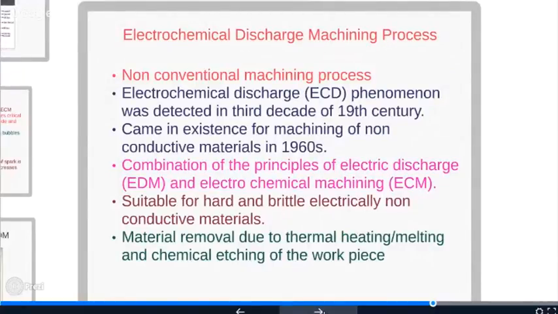After this, we have one more process that we developed at PEC University of Technology, the electrochemical discharge machining process. It is basically a combination of electric discharge machining (EDM) and ECM, electrochemical machining. The EDM and ECM processes are used for conductive materials, but you can use this ECDM process for non-conductive or composite materials, such as metal matrix as well as polymer matrix composites.